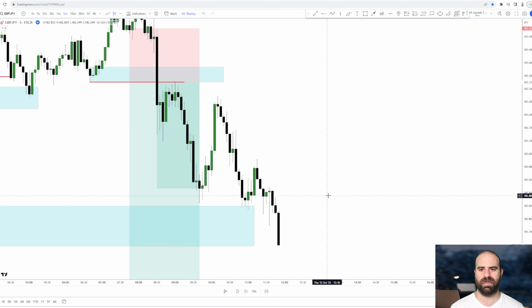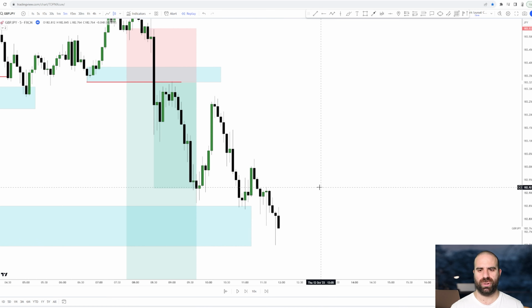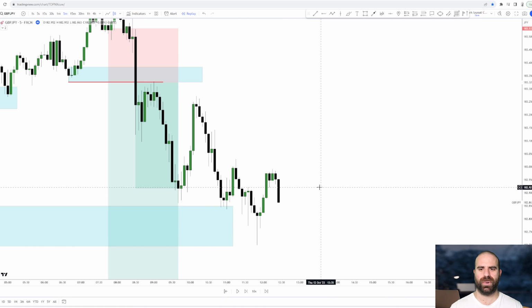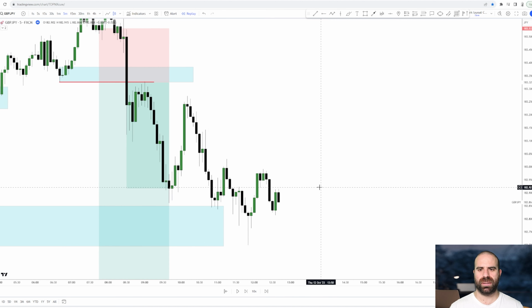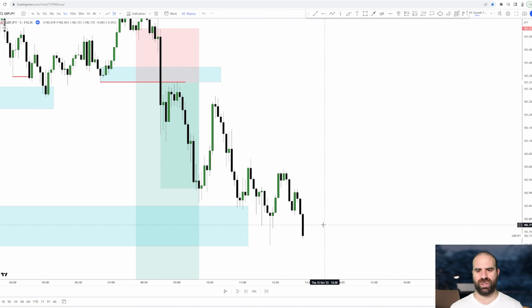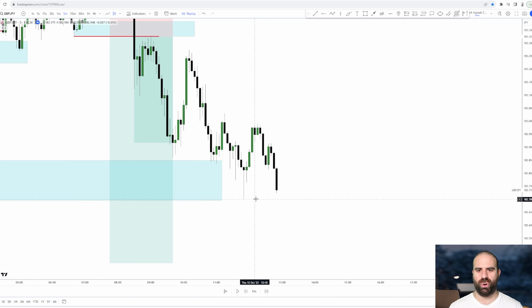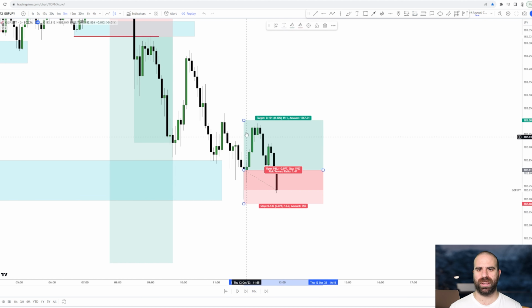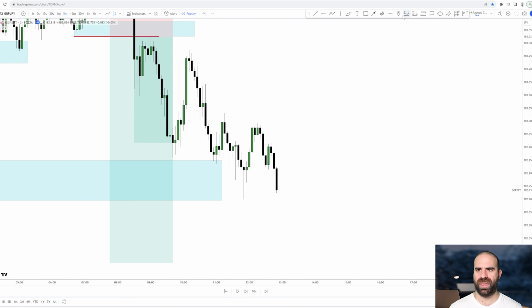Let's wait for an impulsive change of character. This is not impulsive, people are still buying here. Okay, this could be our change. This is our change of character. This now is going to eat the stop losses from those people who bought exactly right here, and they targeted, of course, all the way up there.